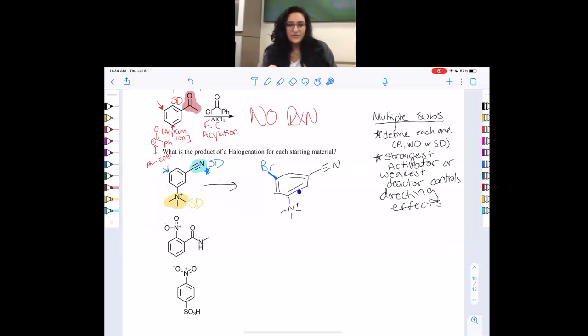the next substitution. And the big things I told you to remember is we first start out with defining each group as an activator, weak deactivator, or strong deactivator. And then we figure out which one does the directing. And we know that the strongest activator, aka weakest deactivator, is going to do the directing. And I'll tell you exactly what I mean by that in a moment.